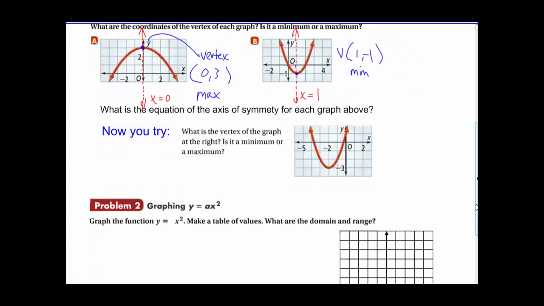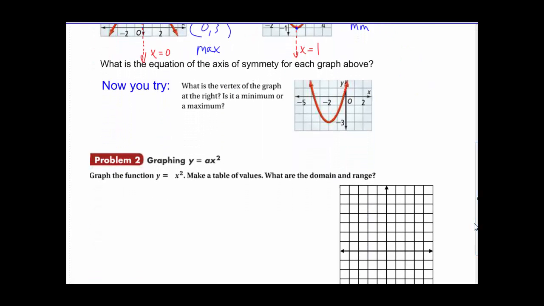Now you try. What is the vertex of the graph at the right? Is it a minimum or a maximum? And also draw in the axis of symmetry and label what it is. Go.